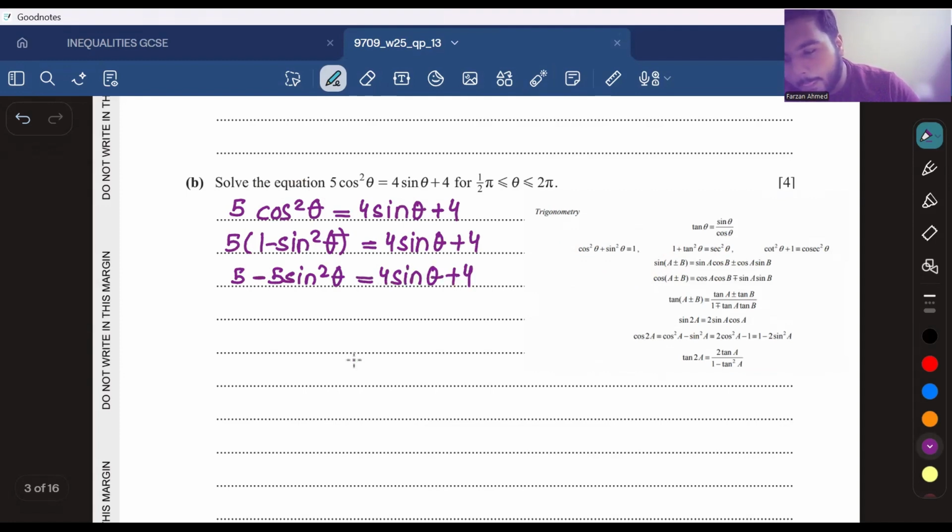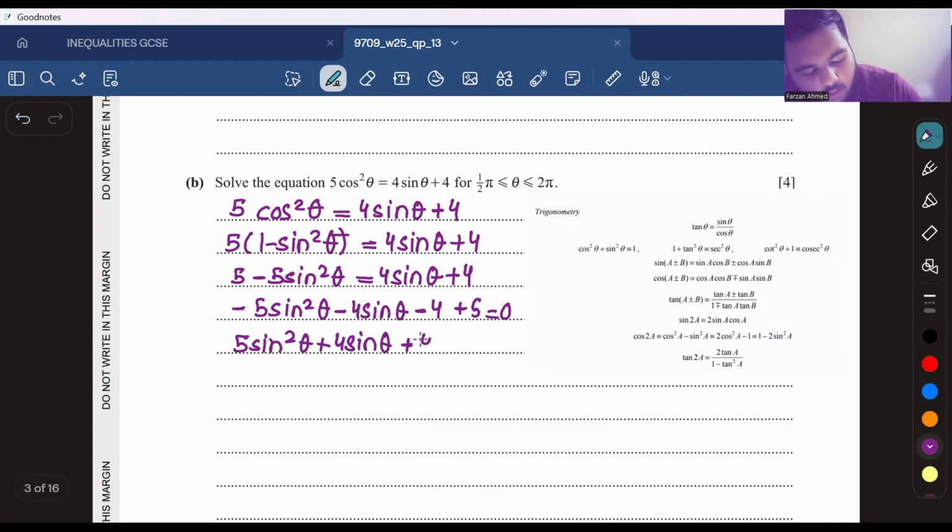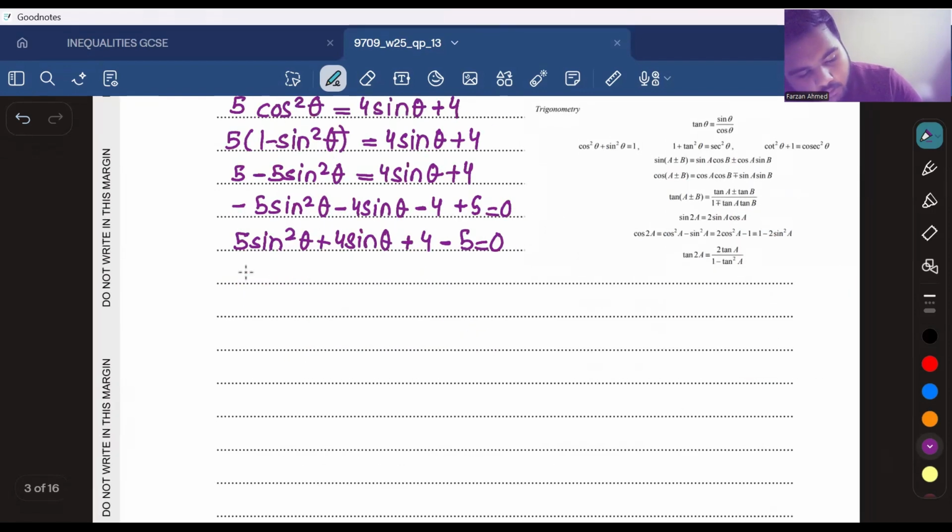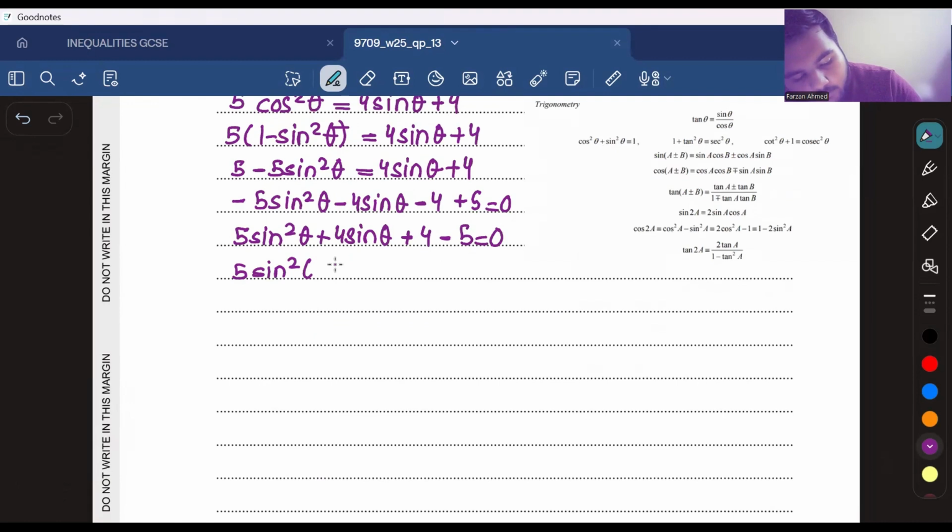Now what we will do, this will be minus 5 sine square theta minus 4 sine theta minus 4 plus 5 is equal to 0. So we will make it positive. So this will be 5 sine square theta plus 4 sine theta plus 4 minus 5 is equal to 0. So this will be 5 sine square theta plus 4 sine theta minus 1 is equal to 0. Now we will use the calculator to solve this equation.